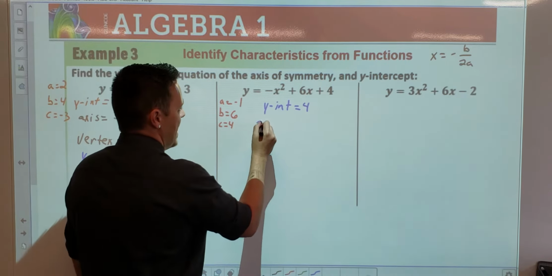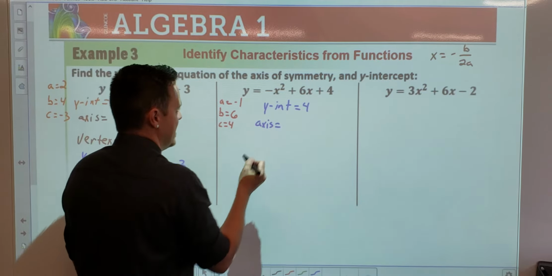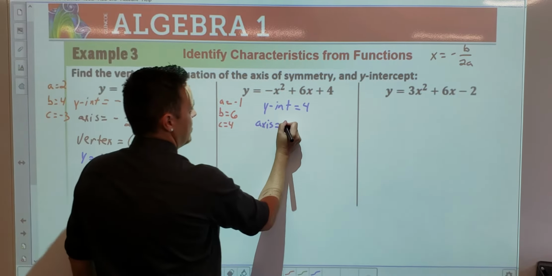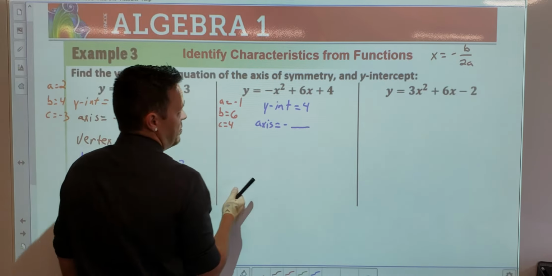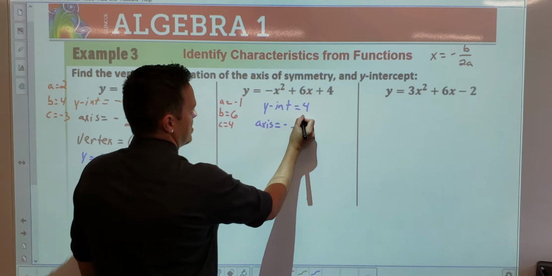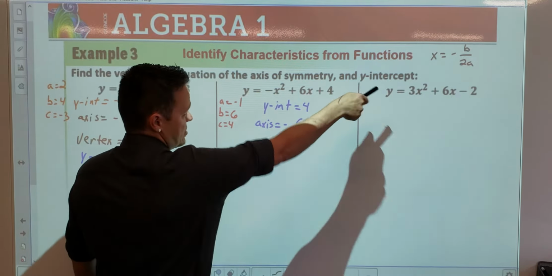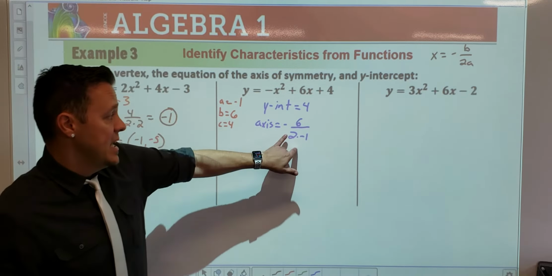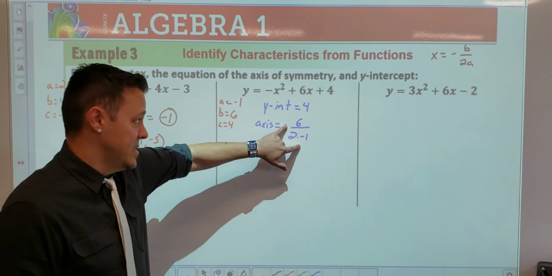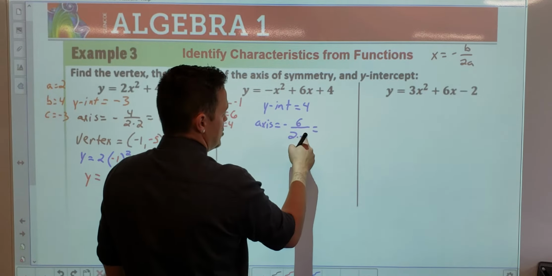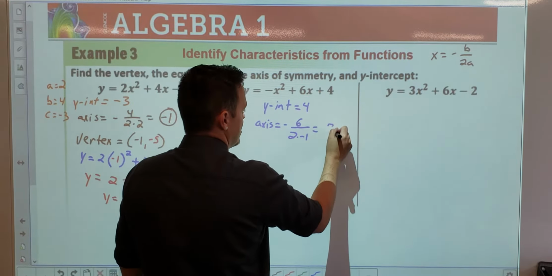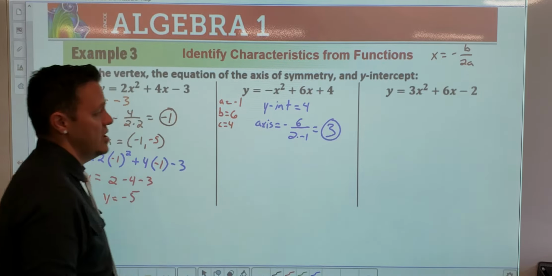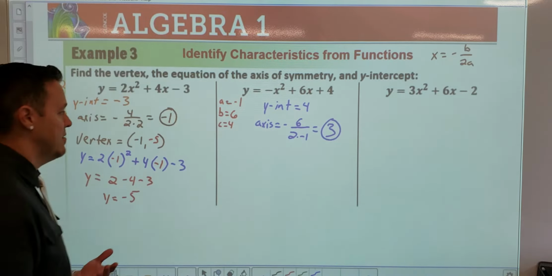Then we know the axis of symmetry: it's the negative B value, which is 6, over 2 times your A, which is -1. Negative and negative makes a positive, so this is 6 divided by 2, which is 3. That's how you get it. When in doubt, put this into a calculator and figure it out.